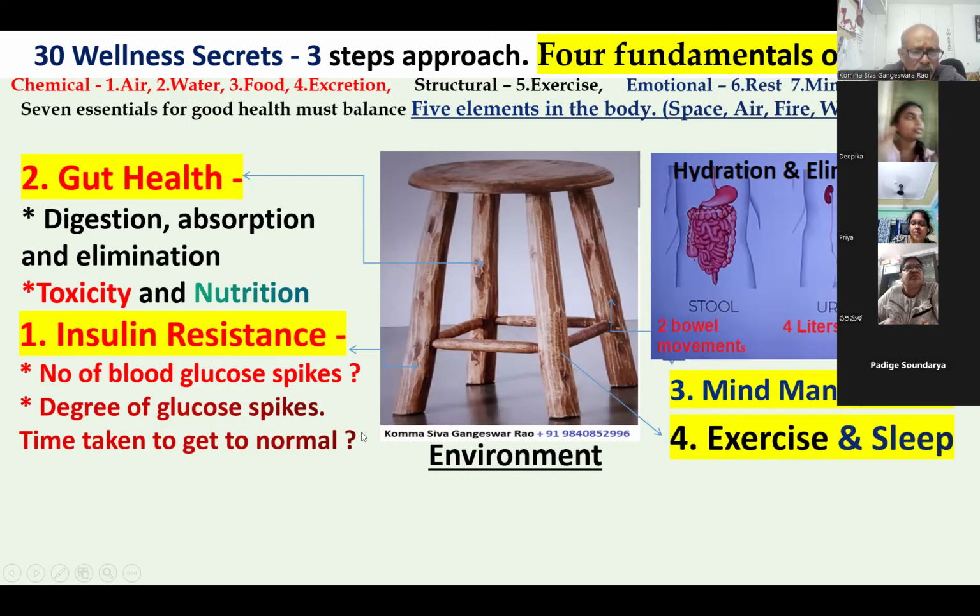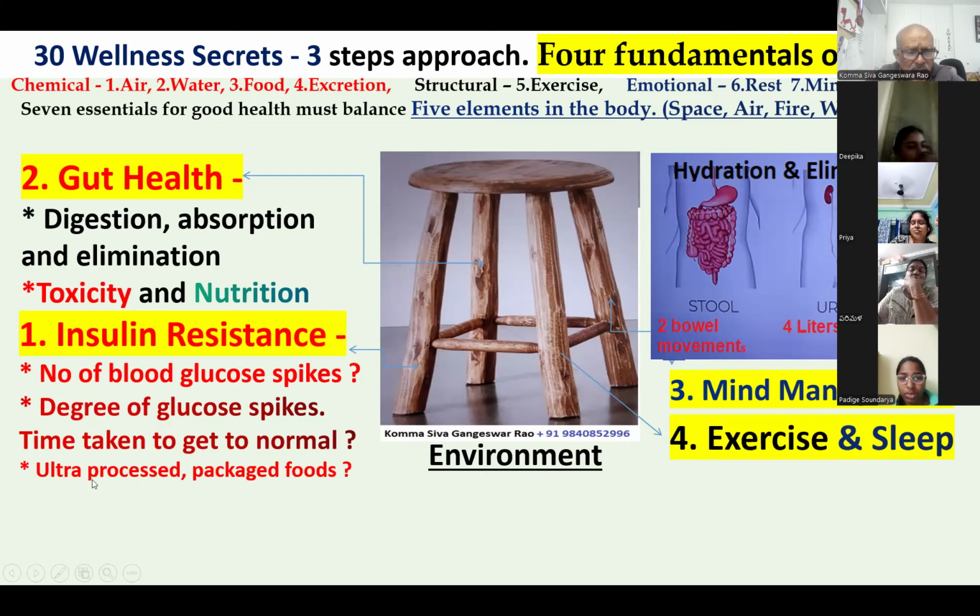Now, time taken to get back to normal. Sometimes, because we already have a broken system, the sugar level will not come back to normal after 2 hours. Anytime you eat food, the body is designed so well that after 2 hours the blood sugar should become normal. Whatever level you had before eating food, after 2 hours it should come back. Now the problem is that it is spiking very high and not coming back. That's how people get into problems. That is what is called insulin resistance.